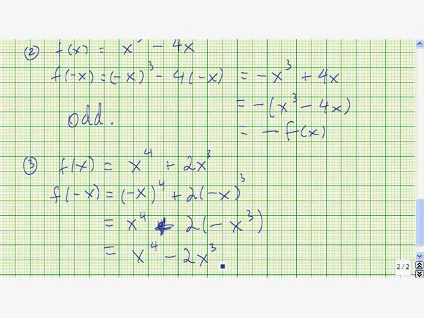Okay, well, this is not equal to the original function, and it's also not equal to the negative of the original, because the negative of the original would be negative x to the fourth minus 2x cubed. Okay, so it's neither even nor odd.